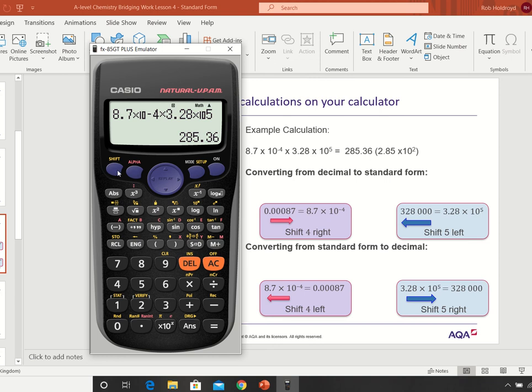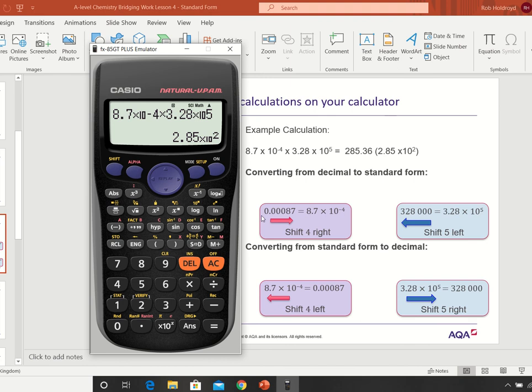So what you can do is go for Shift, Setup, and put it into number 7, SCI mode. And then this bit is to choose the number of decimal places you want, and that tells you where it rounds. So for this example, we're going to have to go for 3. And if I press that again, there we go. It shows you it's in its standard form.